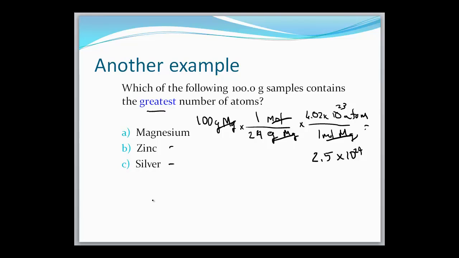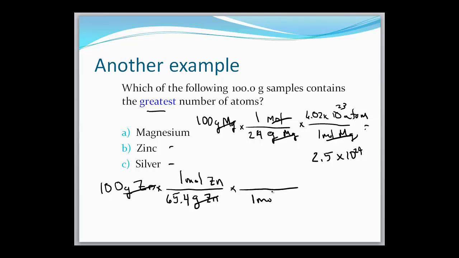So for example, if you were doing zinc, you would say 100 grams of zinc. We want to get rid of grams, so that goes in the denominator. On your periodic table, zinc has a molar mass of 65.4. And again, that's per mole of zinc. So our grams cancel. And we want to go from moles of zinc to atoms of zinc. And then you can complete the math.